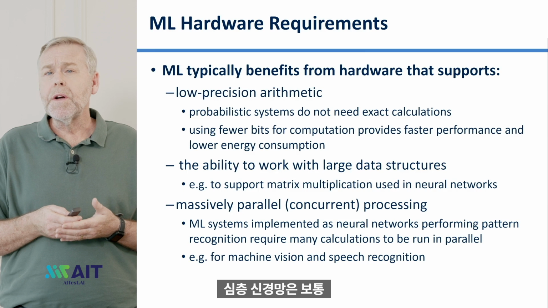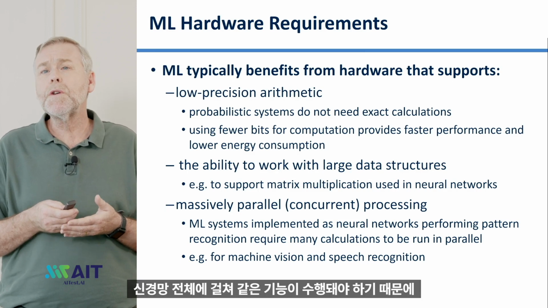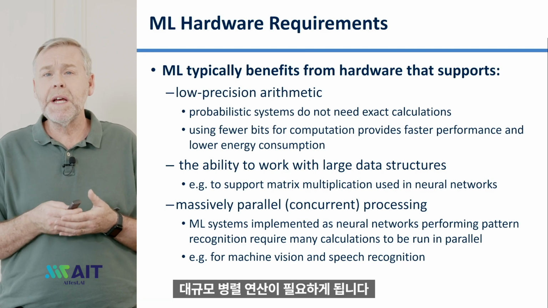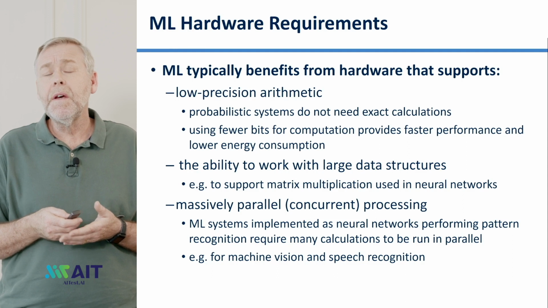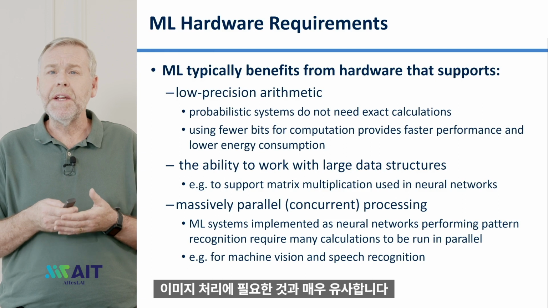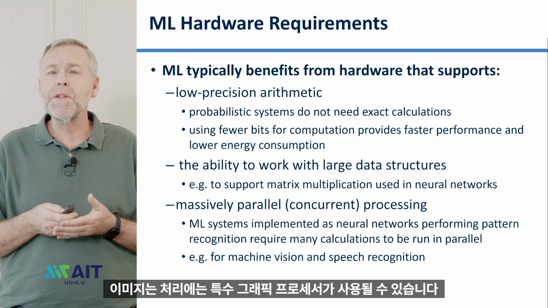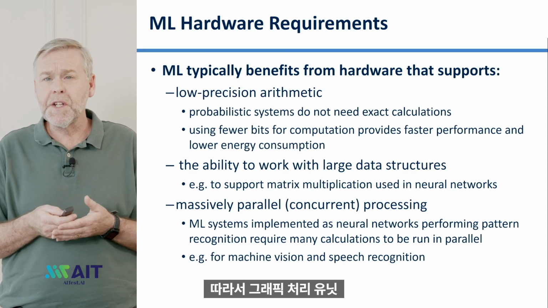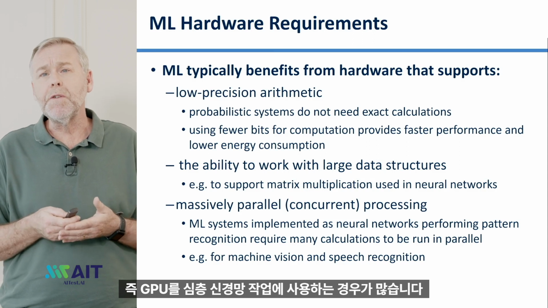Deep neural networks also typically require the same function to be performed across all parts of the neural net, which can lead to the need for massively parallel concurrent processing. This demand for parallel processing is very similar to that needed for image processing and can be supported by specialist graphics processors. Thus, graphical processing units, or GPUs, are often used when working with deep neural nets.